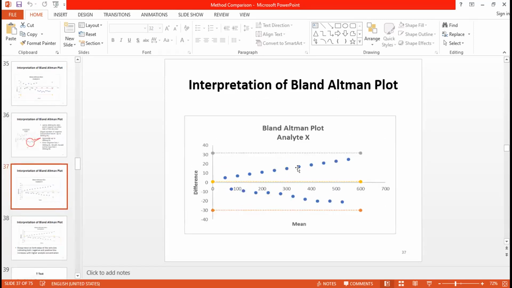Another Bland-Altman plot for you to interpret. Again, you can see your data points scattered equally above and below the zero bias line, which is a good thing. However, there's a rising trend for your positive biases as well as for your negative biases, which is not a good thing. Because when there is a trend like this, what happens? Your bias is increased at higher concentrations.